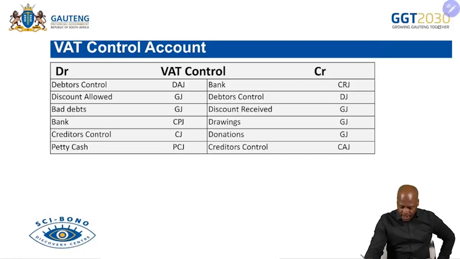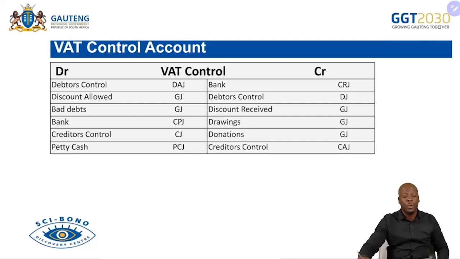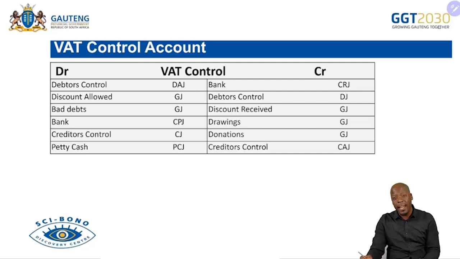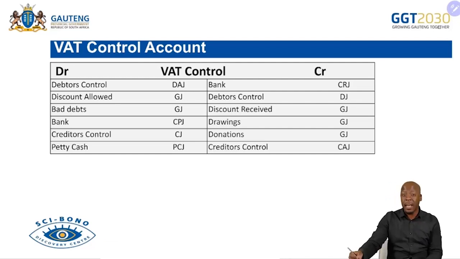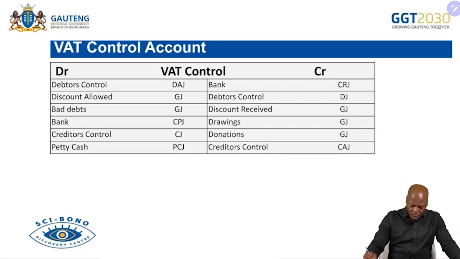All right, let's quickly now go to my VAT control. It is important, dear learners, that you understand how to do a VAT control account, because most of the questions that come in the exam, they would want you to explain whether VAT is payable or receivable. Now, the easiest way is for you to open a VAT control account. With a VAT control account, it becomes easy for you to determine the amount payable or receivable from SARS.